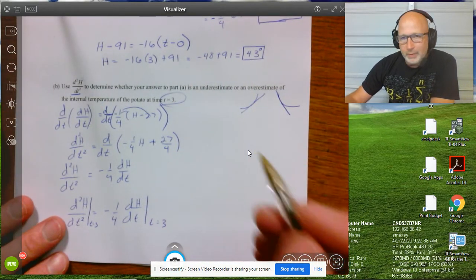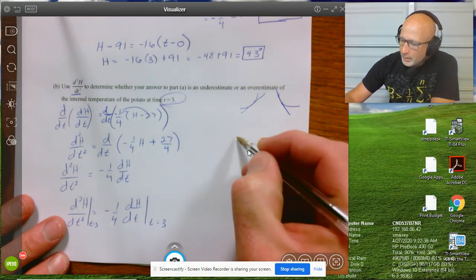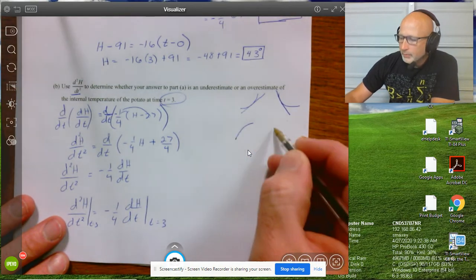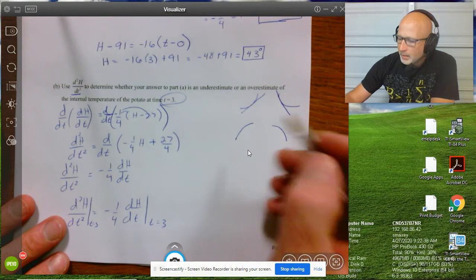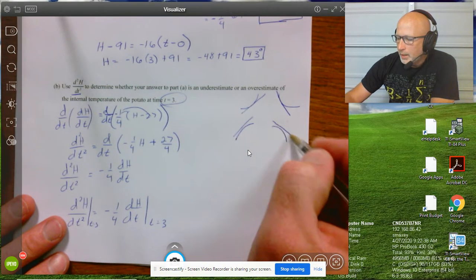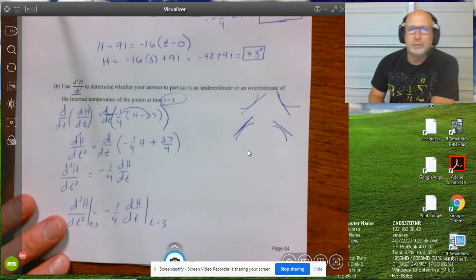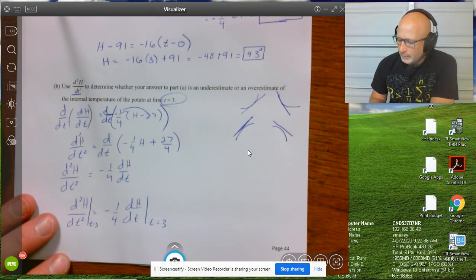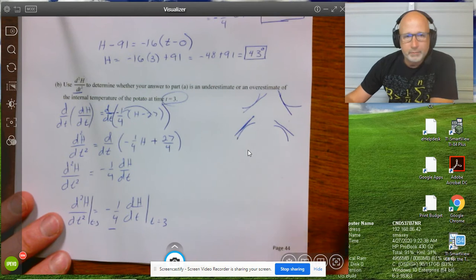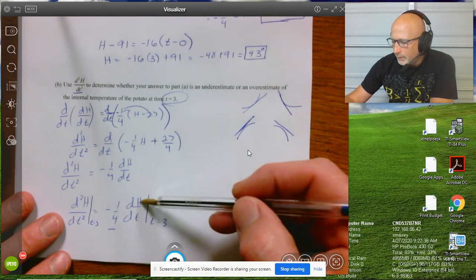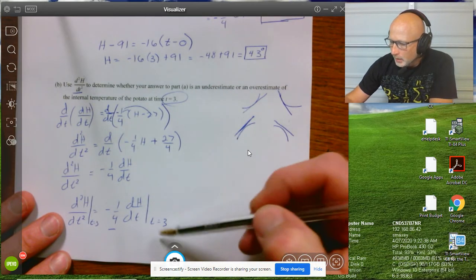On the contrary, if it turns out the second derivative is less than 0, then that means it's concave down, so it looks something like that or like that. And now you know the tangent line is going to be more than it. So all I need to do is determine what is the sign of the second derivative. Well, that is negative. What about the derivative of h with respect to t?